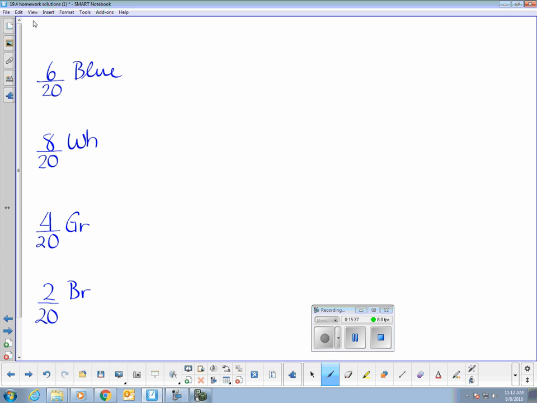All right, my next pick, my second pick. I can either pick blue, white, green, or brown. Now, let's just go back, and we're not going to check anything yet. Go ahead and put our other choices here. On my second pick, blue, white, green, or brown.